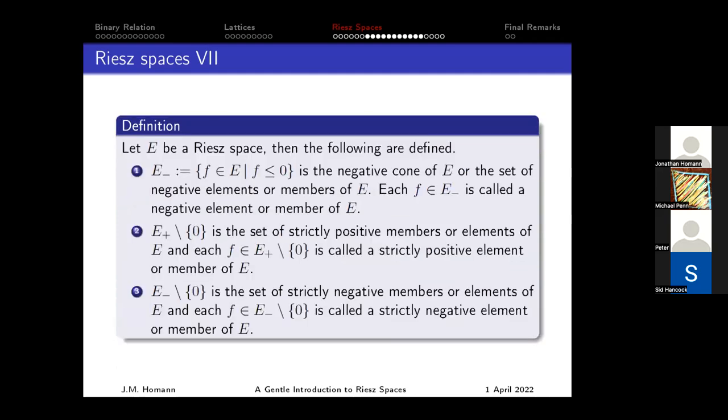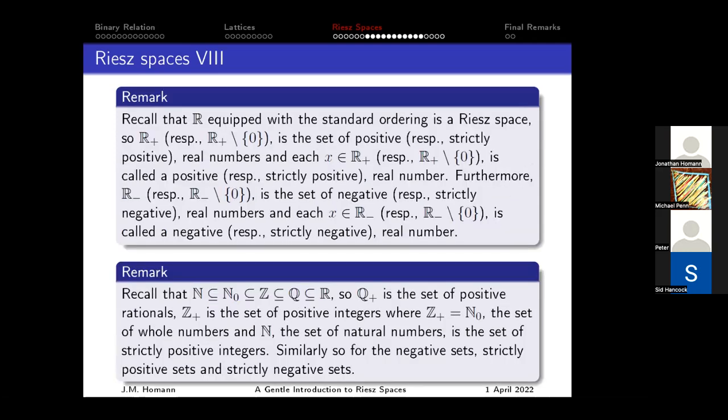Now, this is unconventional, but we'll introduce it. So we'll say that if E is a Riesz space, we'll define the negative cone of E to be the set of all members of E which are dominated by the null element in E. And we'll say that each member in the negative cone is a negative element. We'll say that E plus without the null element is the set of strictly positive members of E. We'll say that E minus without the null element is the set of strictly negative members of E.